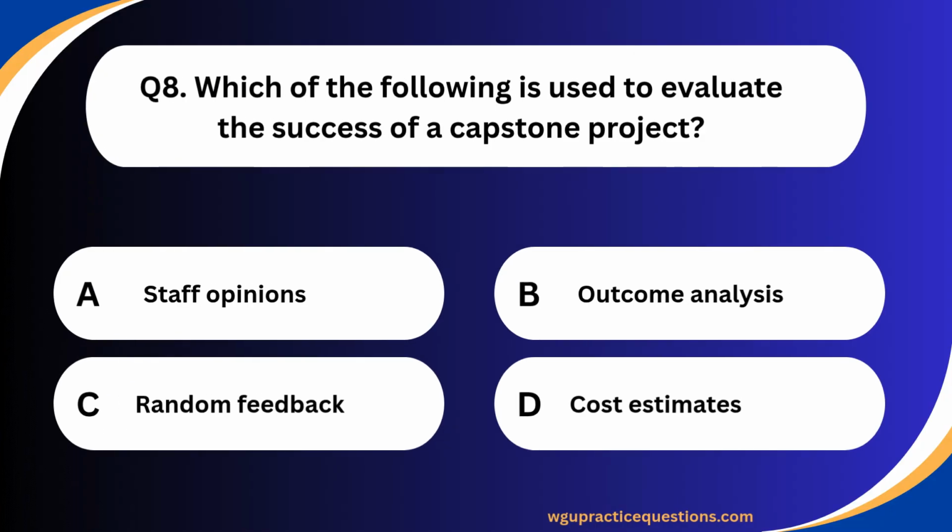Question 8. Which of the following is used to evaluate the success of a capstone project? A. Staff opinions. B. Outcome analysis. C. Random feedback. D. Cost estimates. Which one is the correct answer?